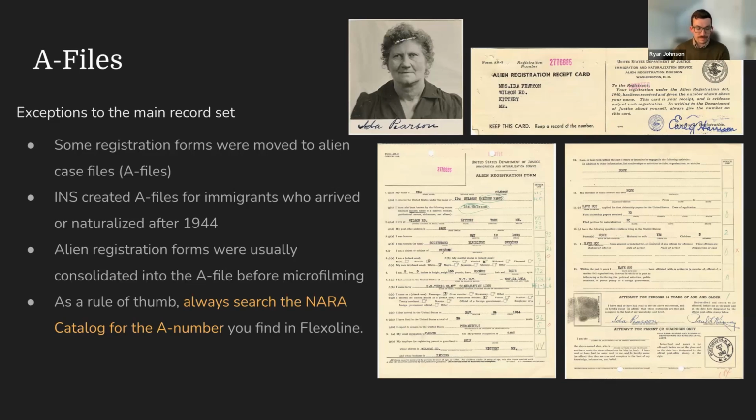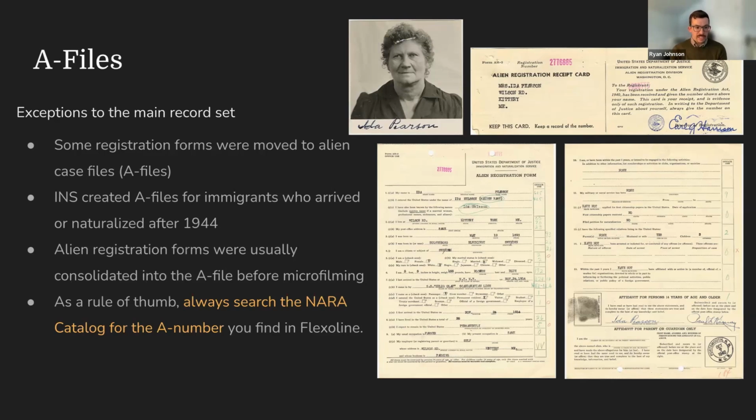Some were not. The INS was, let's say, innovating with its record keeping during this time period and switched between several systems of consolidating files and ultimately settled on the A file, or the alien case file, as the primary vehicle for all the records about one individual. So some registration forms were moved to an alien case file, which the INS started creating those A files for immigrants who arrived or naturalized, if they were already here, after 1944.